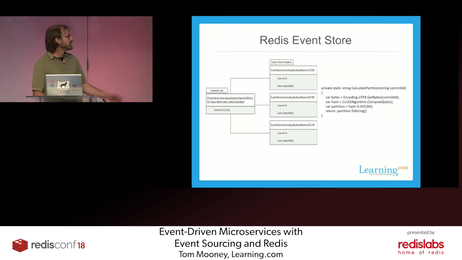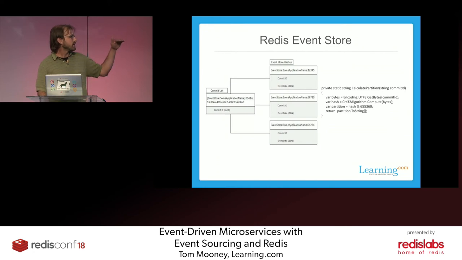So to continue, the way that we've implemented this event store in Redis is that it's set up using two data structures. So we've got a list, what we call a commit list, that basically just stores a list of commit IDs, and most of the time those are just GUIDs. Whenever you create an event and store it, that commit ID is stored in the list, and since the list maintains order, we know that the events in there are always in the order that they were created.